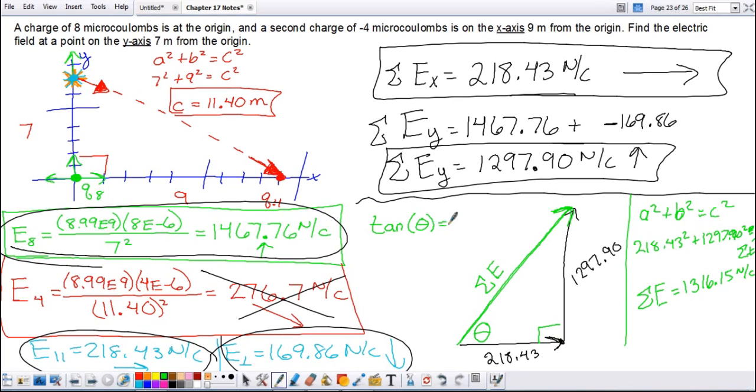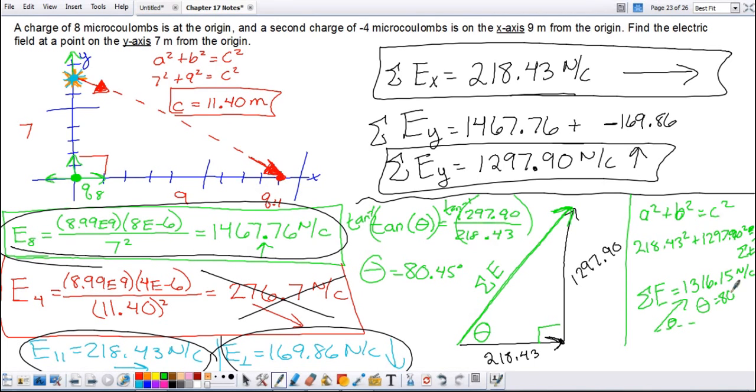So the tangent of the angle is equal to the opposite, which is 1,297.90, over the adjacent, 218.43. And then to solve, I have to take the inverse tangent of both sides. And I will get that my angle is 80.45 degrees. And then I can draw that over here, and I have my angle in the original picture. Okay, so theta is equal to 80.45 degrees.